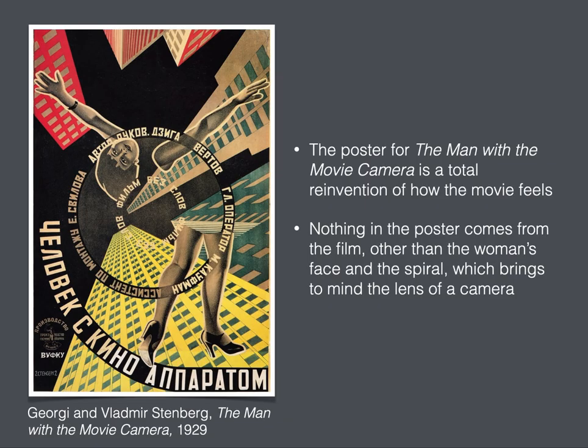This poster for The Man with the Movie Camera is a total reinvention of how the movie feels. Nothing from the poster comes from the film other than the woman's face and the spiral, which brings to mind the lens of the camera.